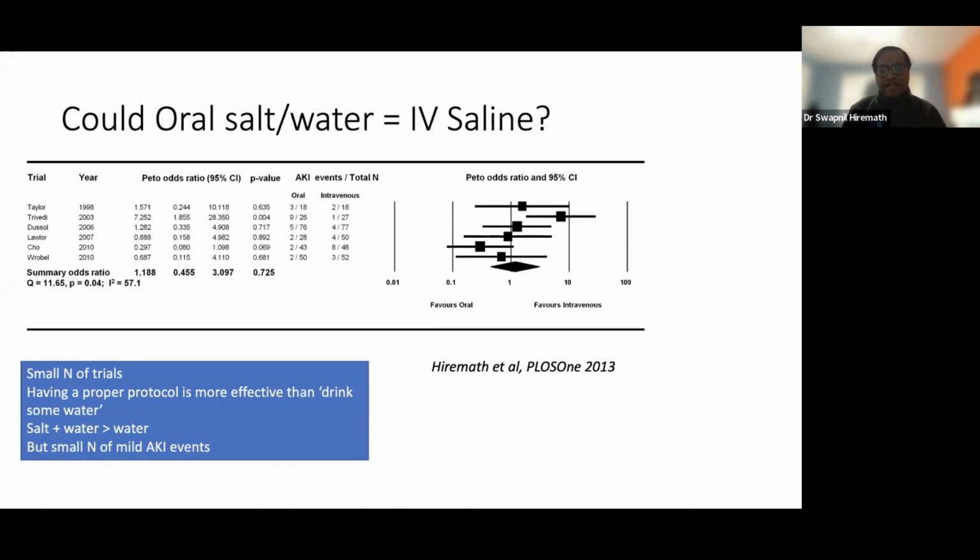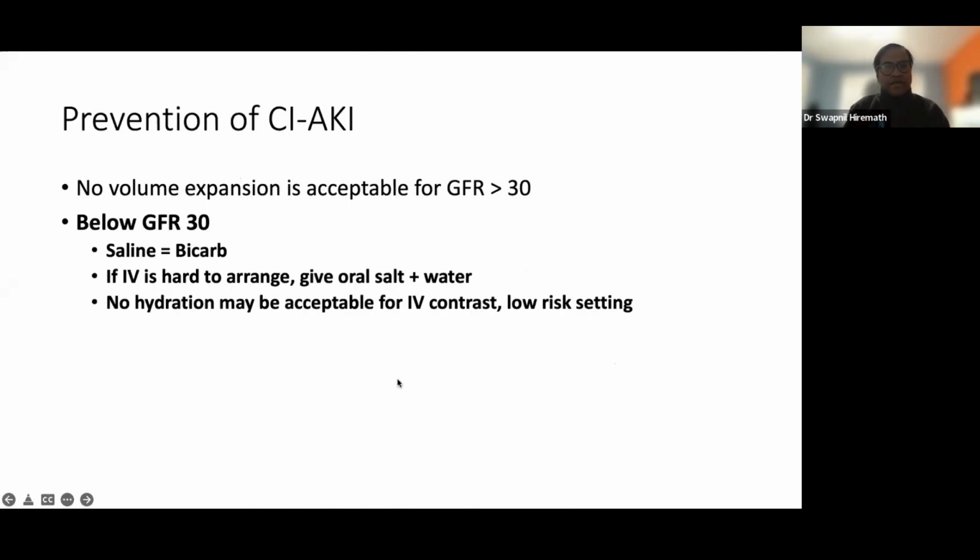We had only 5 trials and a small number of events. But it does show that maybe having a proper protocol of, not just drinking water, but having salt and water is important in this case. So in terms of prevention of CI-AKI, no volume expansion is totally acceptable if the GFR is greater than 30. Below a GFR of 30, whether you use saline or bicarbonate, it's totally fine. If you can give IV, sure, go ahead. If IV is hard to arrange, give oral salt and water.